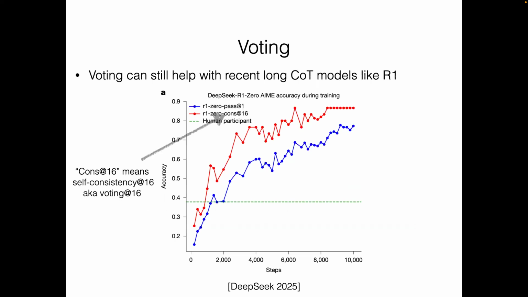Okay, and then the question is, that was 2022. Is this still relevant in 2025? Well, we could take a look at the DeepSeek R1 paper, and you could see here they report two different results. One is with pass at 1, and the other is with this self-consistency or voting at 16. And so you could see that even with these long chain of thought models, you can still get some boost if you generate multiple long chains of thought and aggregate the results.